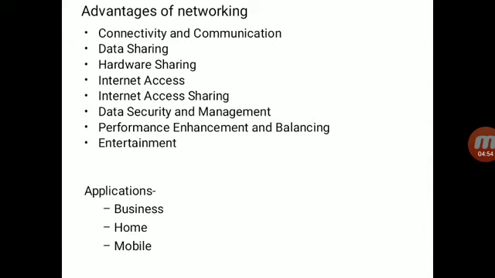Now, what are the advantages of networking? The first one is connectivity and communication. It allows you to connect and communicate between the devices. It also allows data sharing, that means data can be shared.